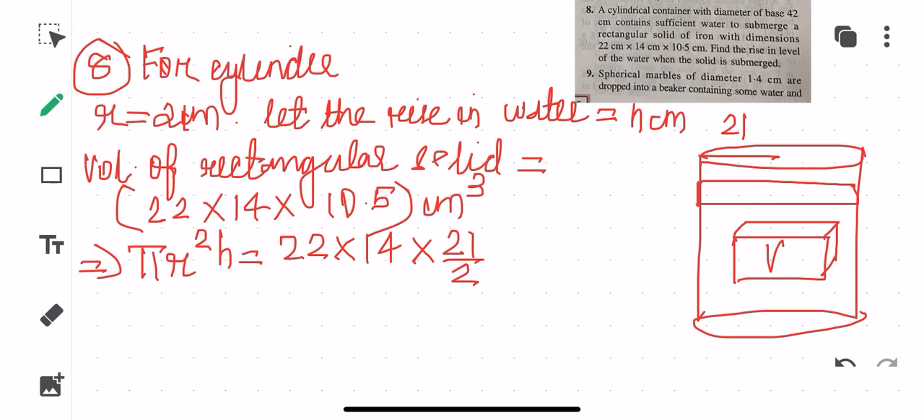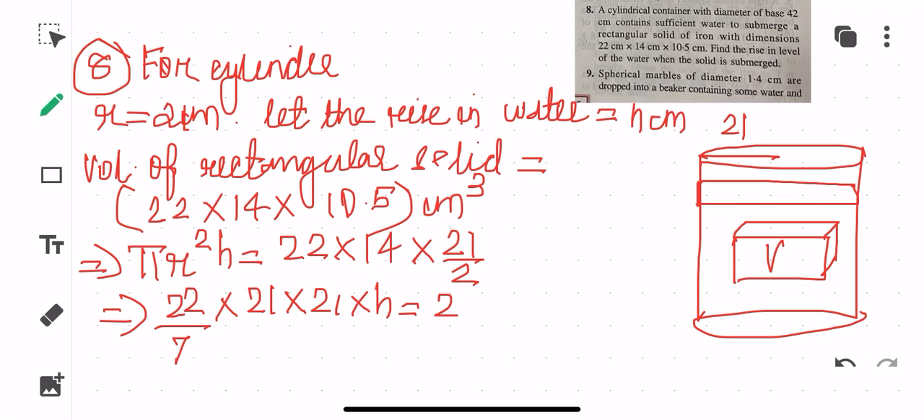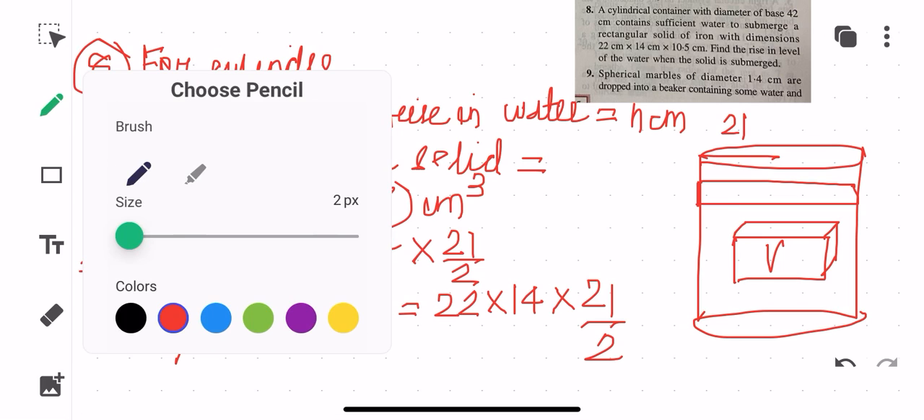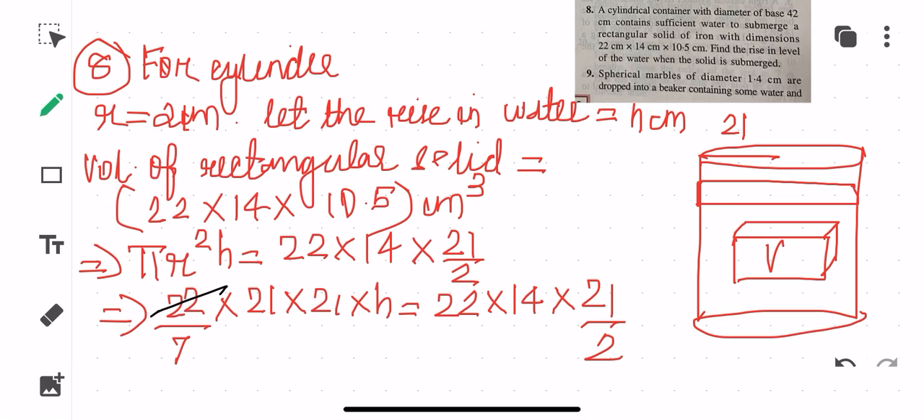Now we are done with everything, children. We are only left with the calculation part. So this implies I'll be writing 22 upon 7 into radius, which has been given as 21, so into 21 into 21 into h is equal to 22 into 14 into 21 upon 2. Let's see what all things we can cancel. 22, 22, 21, 21 can cancel. This goes 7 times, children.